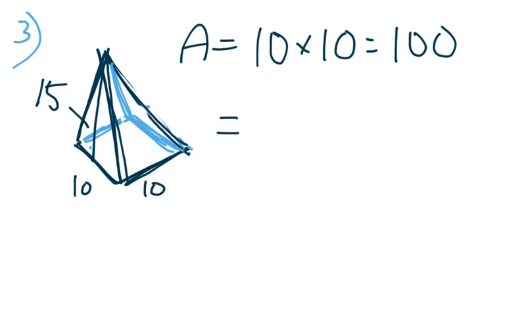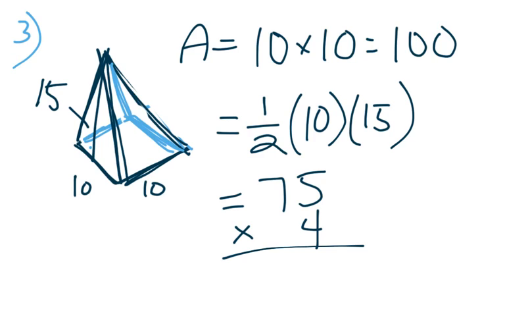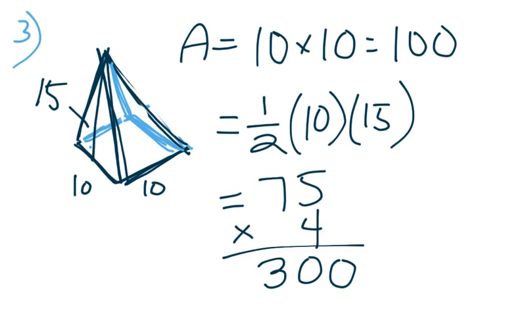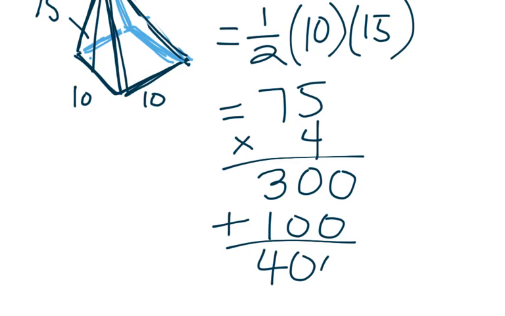To find the area of this triangular side, we're going to multiply half times base, which is 10, times height, which is 15. So 10 times 15 is 150, and if you divide that by 2, you get 75. And there's 4 of these sides, so we multiply this by 4, and we end up with 300. Now we add that to the square base, so 300 plus 100 equals 400. And this is the answer for number 3.